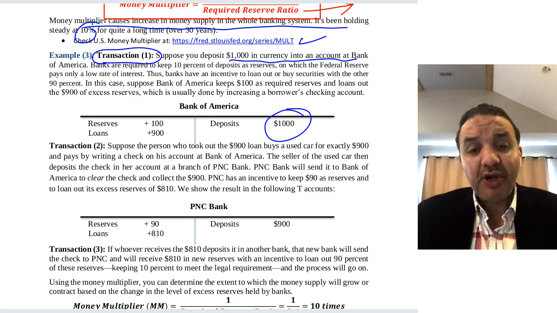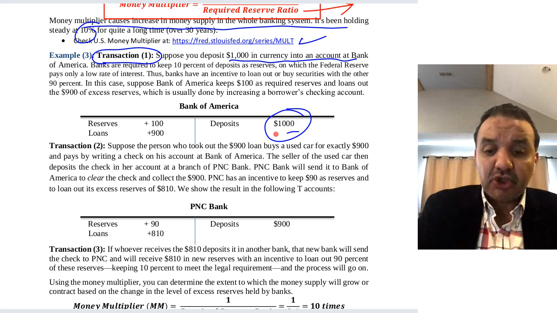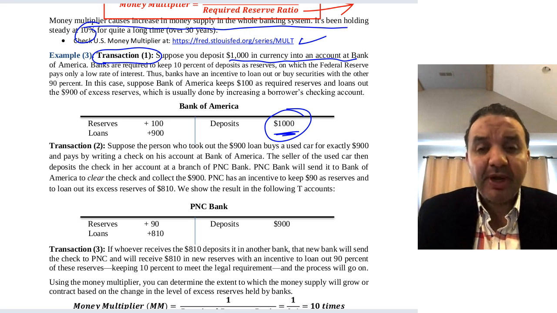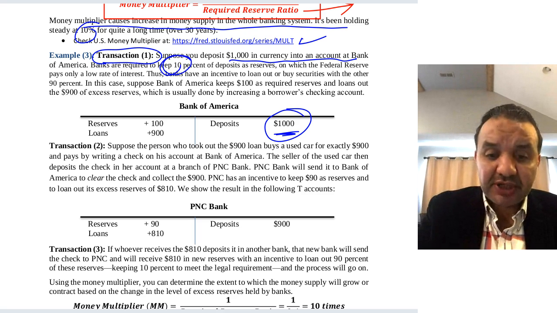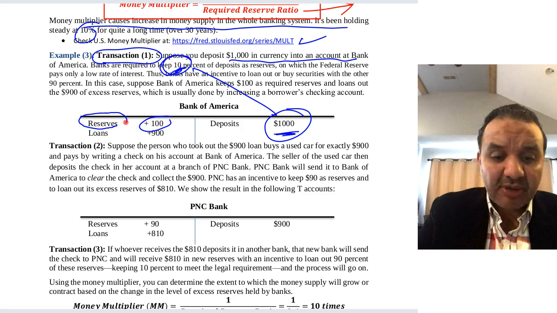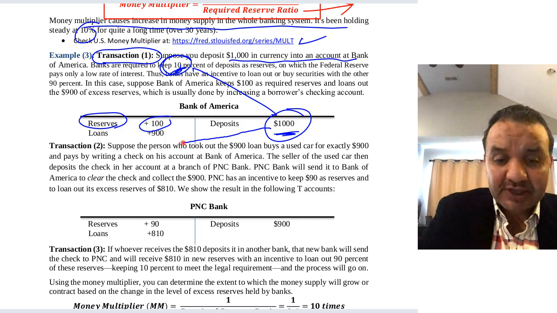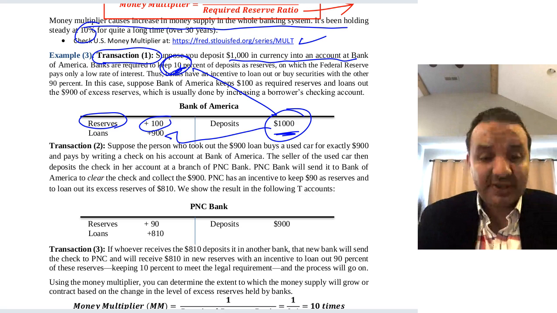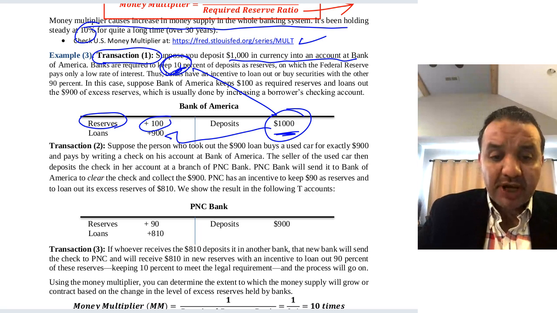Your deposit would be considered a liability from the Bank of America perspective, so it will be counted as a deposit. And since the Bank of America is subject to the minimum reserve requirement, which is 10% in this case, the bank will take 10% out of 1,000, which is 100, and this will be the minimum reserve. The remaining 90% of the 1,000, the bank can use as loans. Let's say Bank of America will use the 900 to give to someone else.